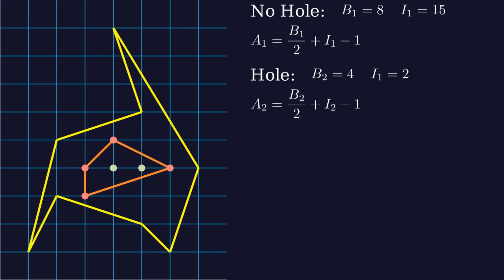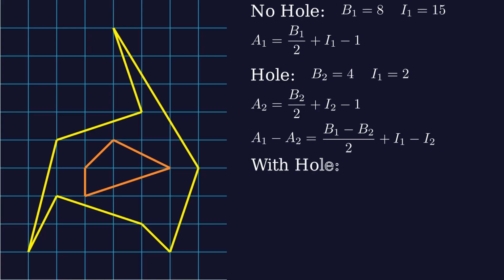If we subtract the area of the hole from the area of the whole shape, we get b1 minus b2 over 2 plus I1 minus I2, and the ones reduce. Now let's look at our shape with the hole. It has 12 boundary points and 9 interior points. Now let's write b and I using b1, b2, I1 and I2.